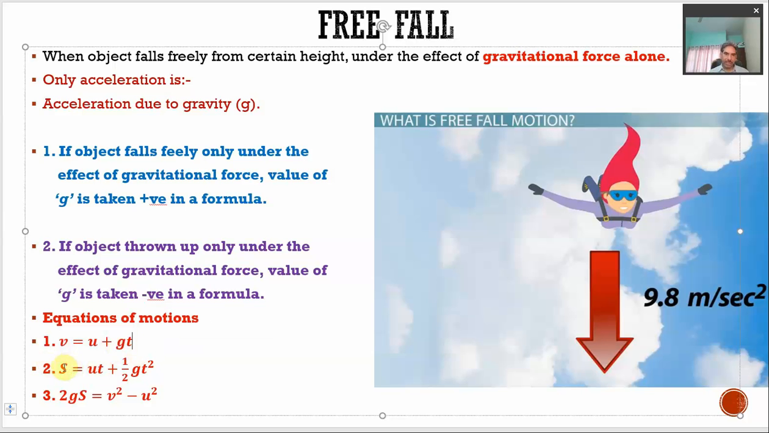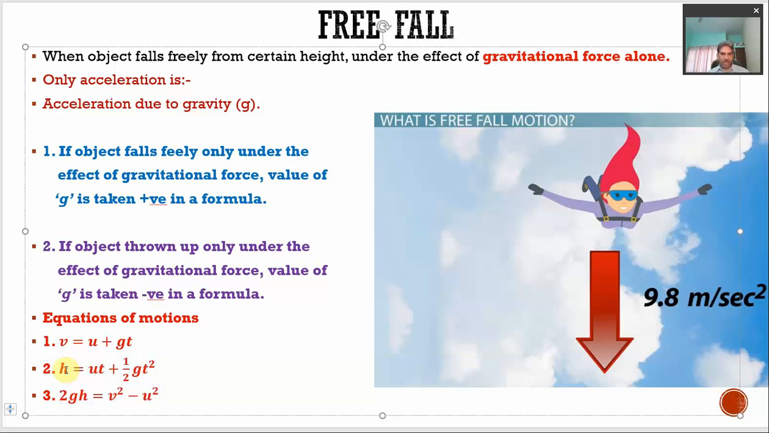Similarly, the second equation is given by s is equal to ut plus half gt square. Here again acceleration is replaced by the acceleration due to gravity, because it is the only acceleration, uniform acceleration, working here. Here, because the situation is about height, we can replace the symbol of displacement from s to h, or we can also keep it the same. It does not change the meaning and value of the equation.